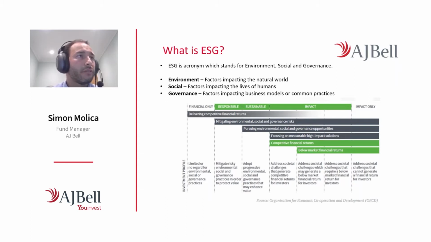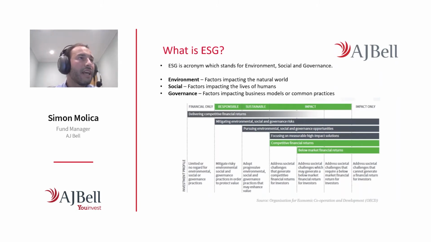So when we say environment, I just want to give a bit more context around these three words. Environment includes factors that impact the natural world. This ranges across lots of issues, but probably the most important ones are things like climate change, resource depletion, waste management, water management, pollution, deforestation. And then social. Social is factors impacting the lives of humans, and the issues here range from human rights, modern slavery, child labour, working conditions, employee relations, etc.